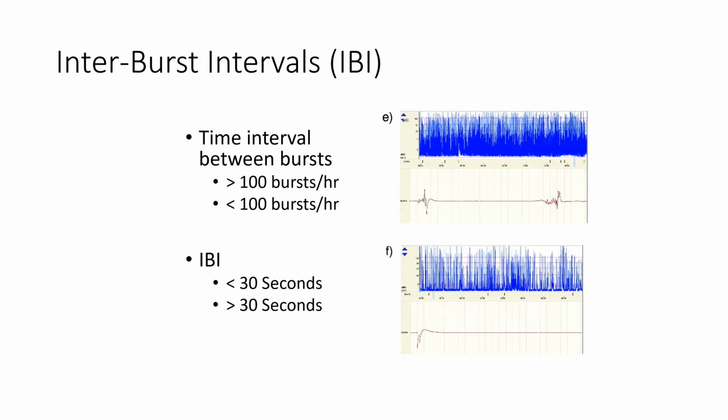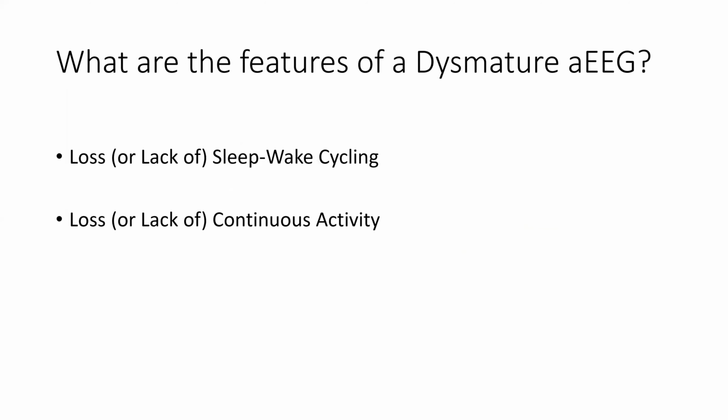The old way was to actually suspend the tracing and to scroll and count the number of bursts per hour or per minute. So continuity, these gaps in voltage can really give us a sign of health of the brain or lack of health of the brain. So when we're thinking about a dysmature aEEG, especially for a preterm baby, we've already said seizures are never good, doesn't matter how old you are.